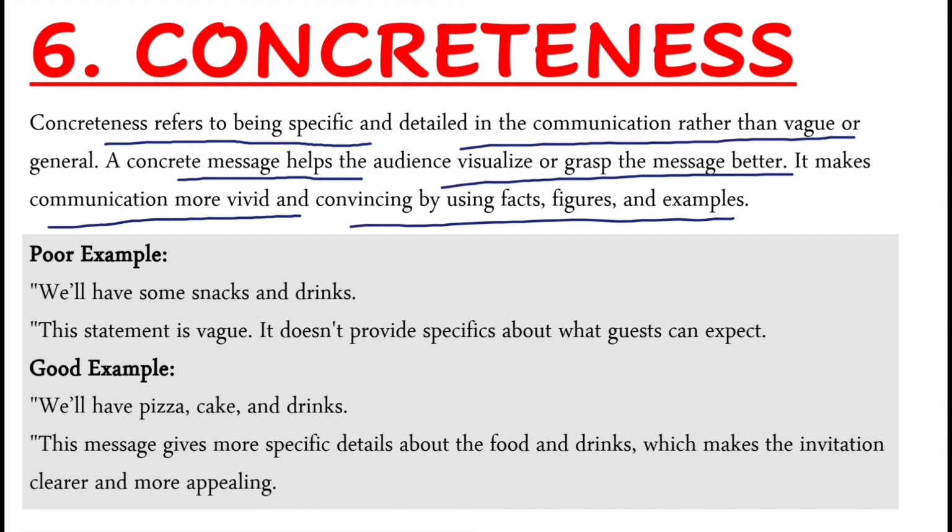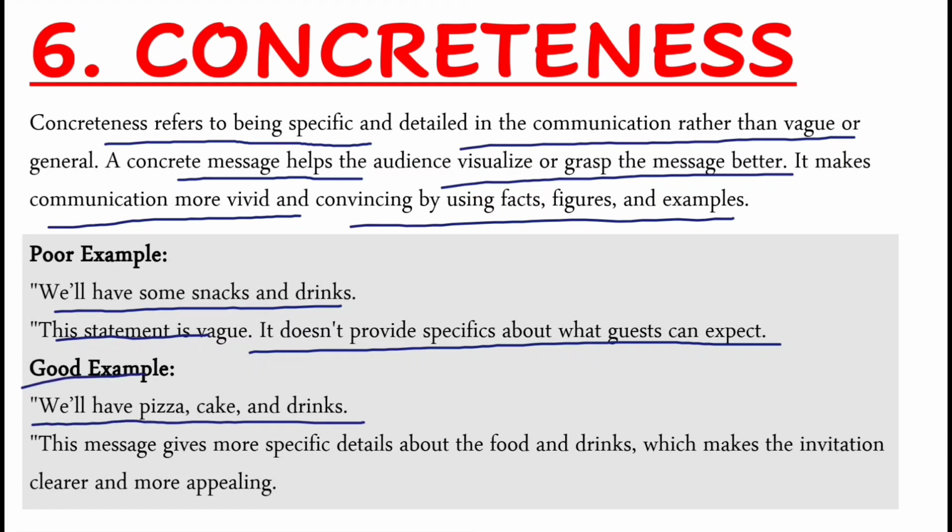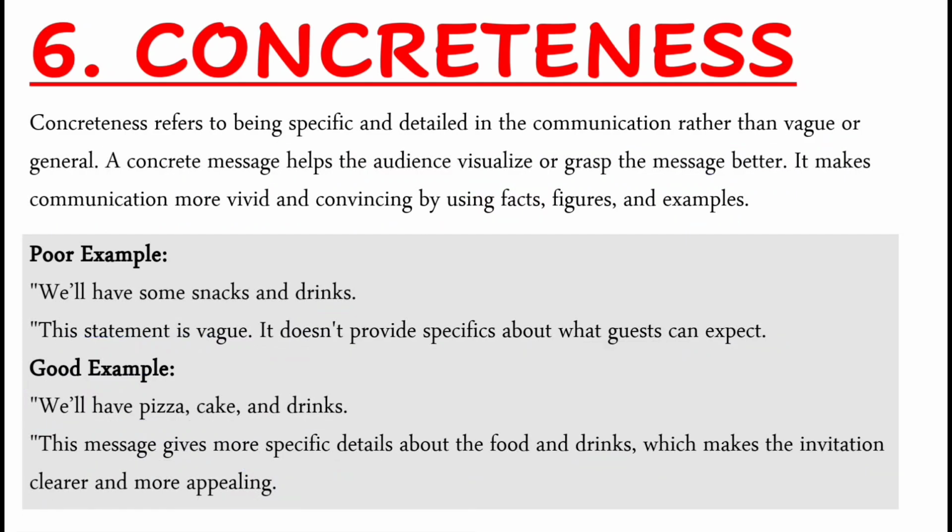For example: we will have some snacks and drinks. This message is vague. It doesn't provide specifics about what guests can expect. Good example: we will have pizza, cake, and drinks. This message gives more specific details about the food and drinks, which makes the invitation clearer and more appealing.